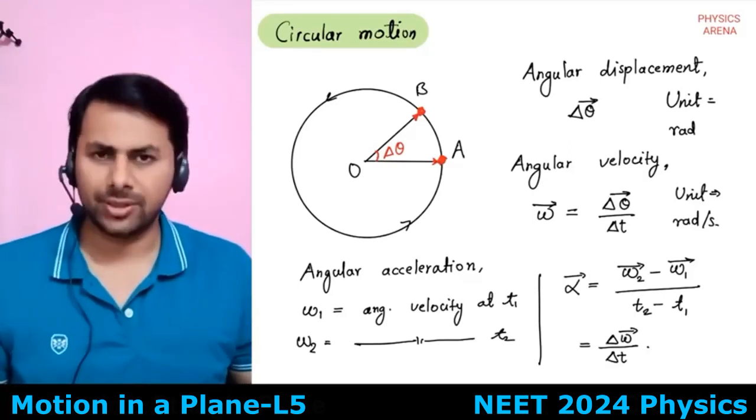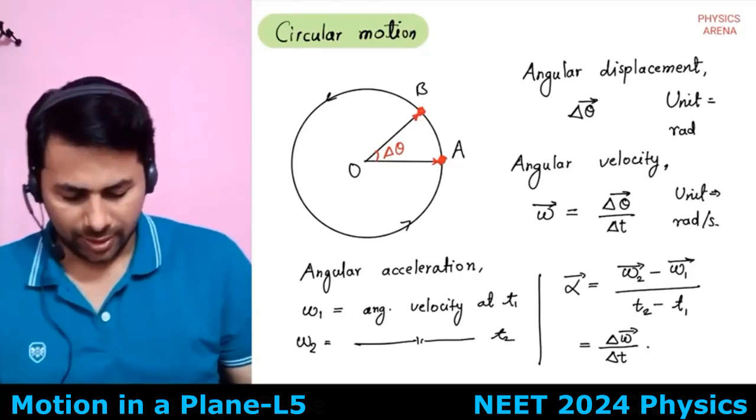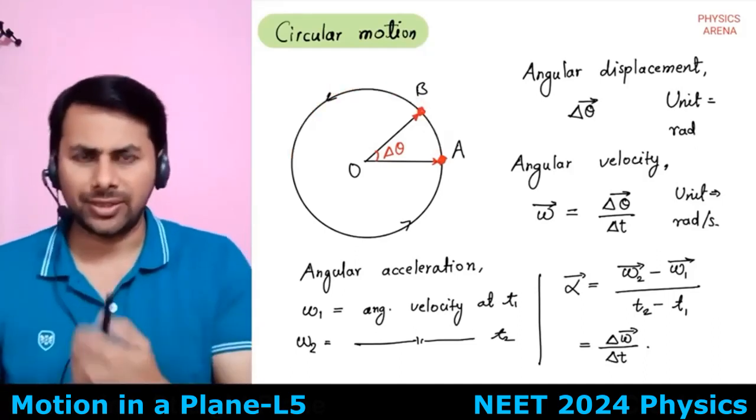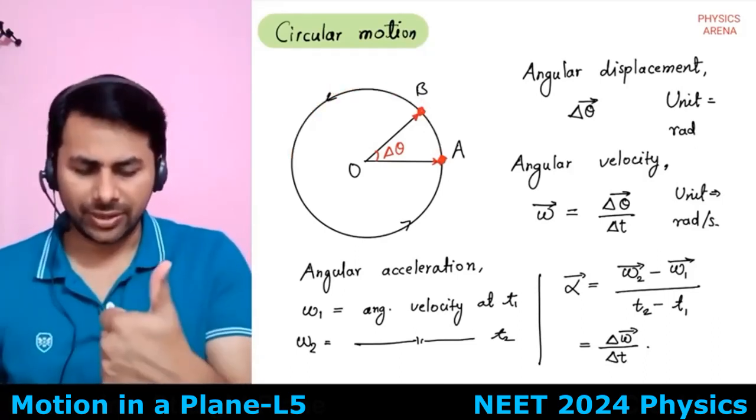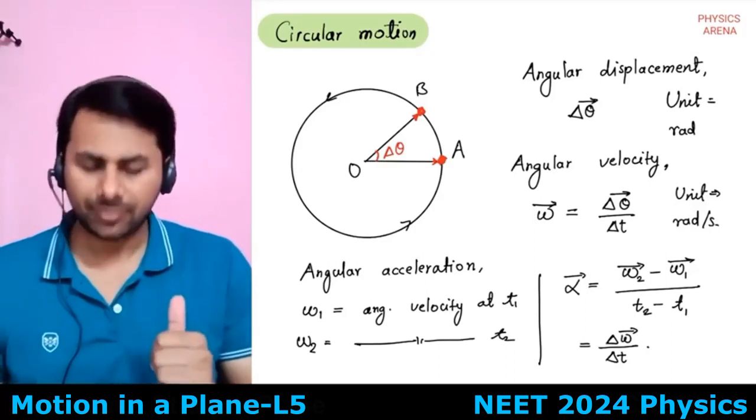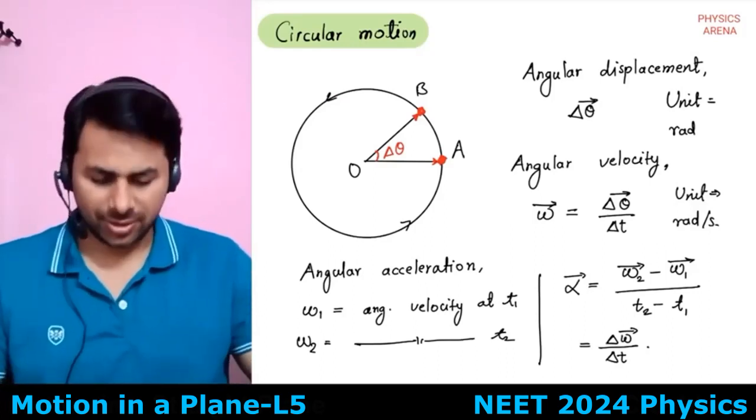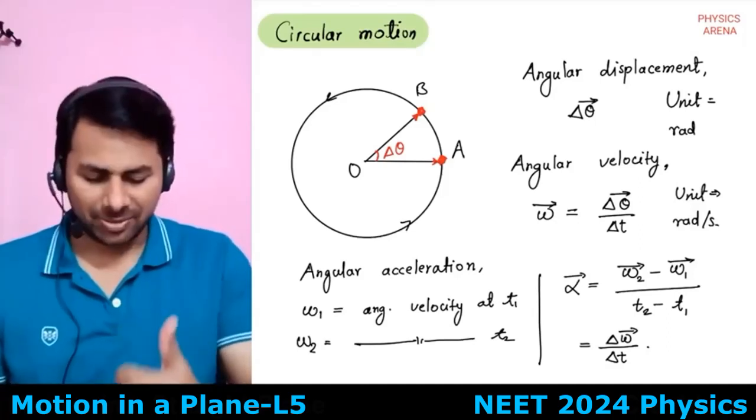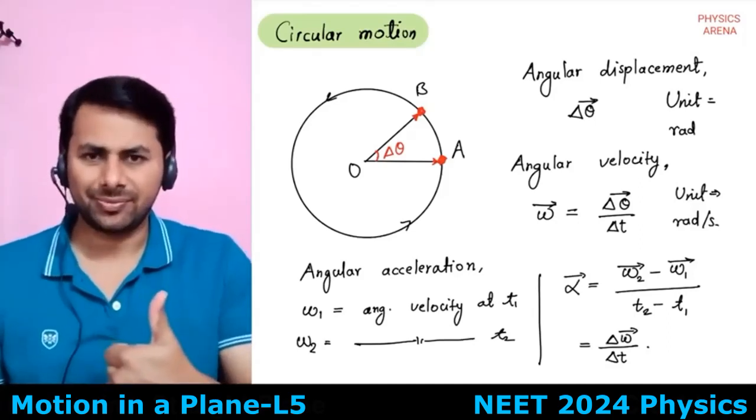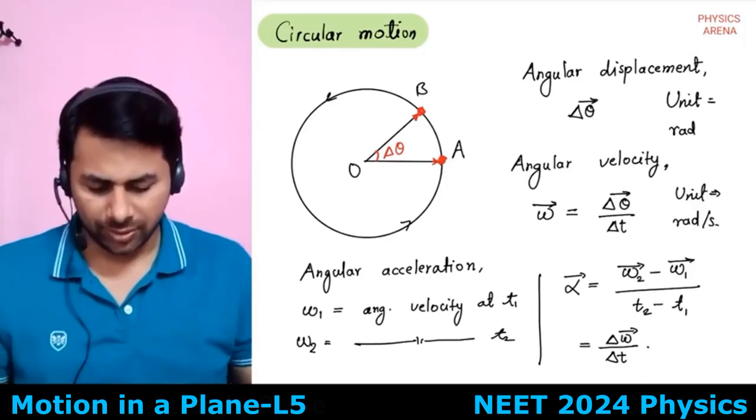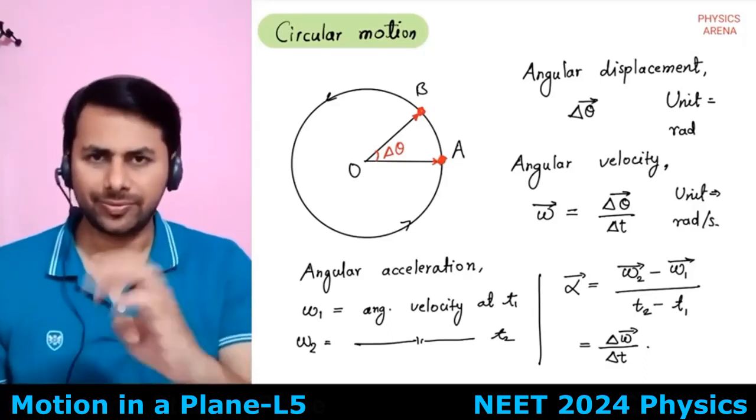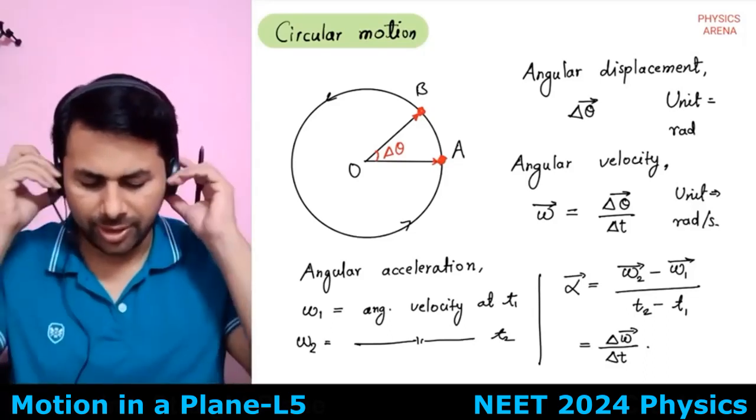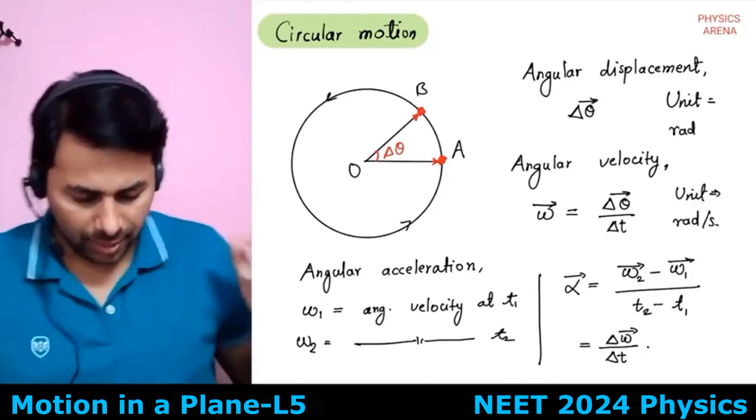Okay. So this is a simple rule. Here a particle is moving in anticlockwise sense, so curl your fingers in anticlockwise sense and stretch your thumb. So the direction of angular displacement is upwards. For you, it would be outside the plane of the board, right? Or outside the plane of your device.